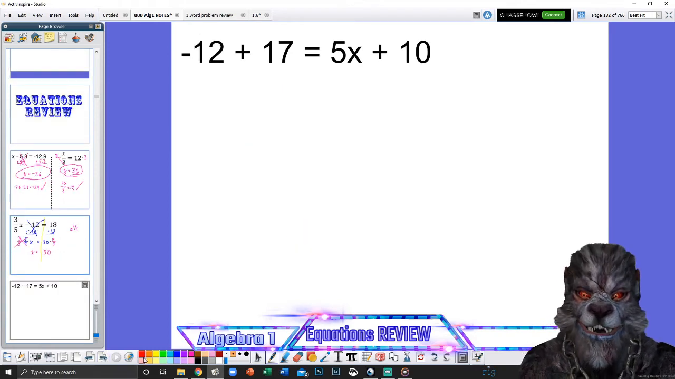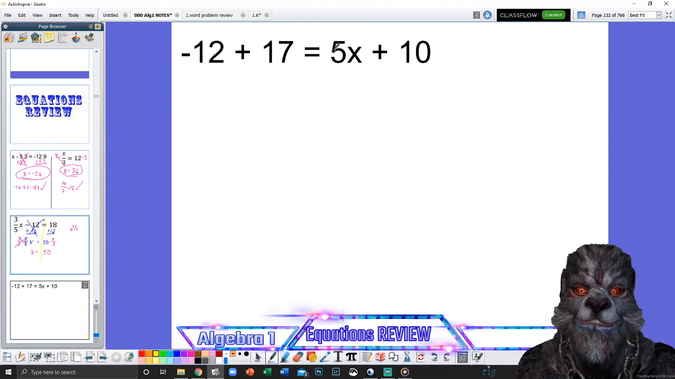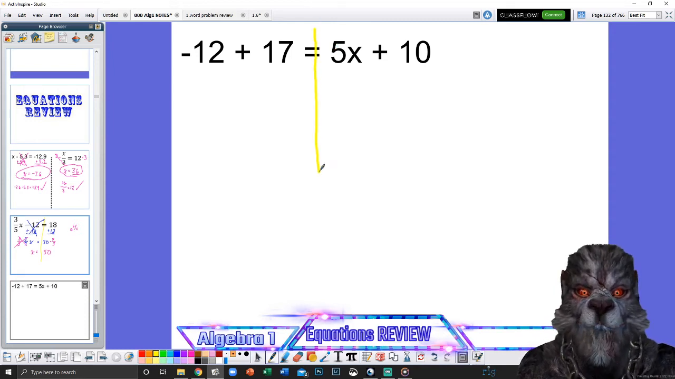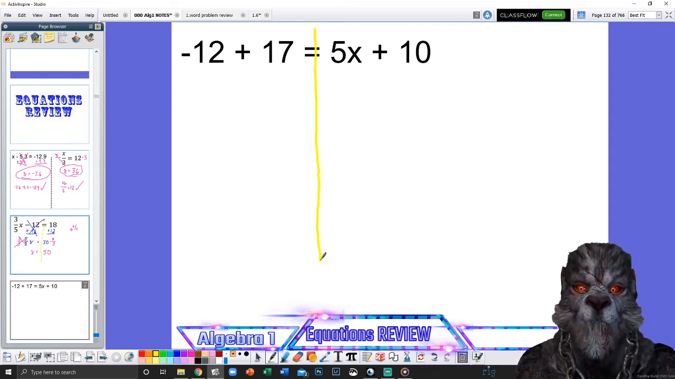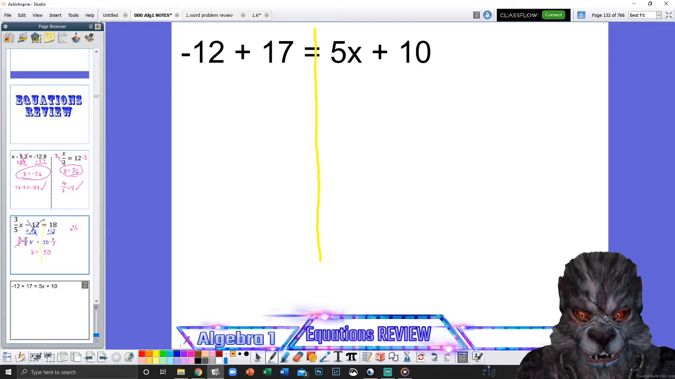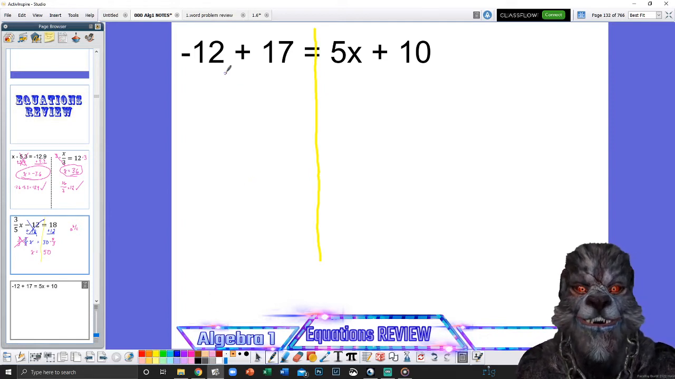This one is a multi-step equation. Go ahead, hit pause, try it out, and then come back. Alrighty then, it looks like you've got this.